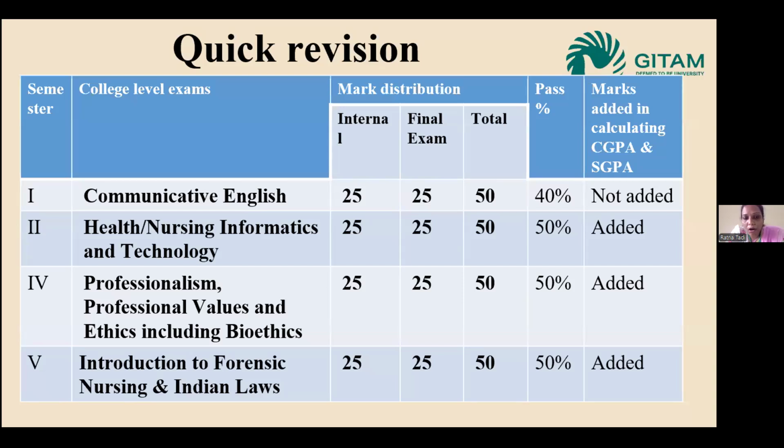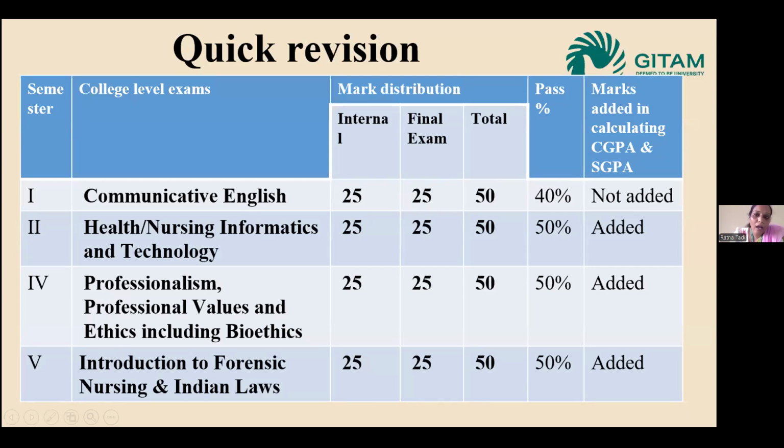Remaining others, all the collegiate level exams, mandatory modules as well as our other specialities and other subjects, the passing percentage is 50%. Again, a very important thing which we need to remember is English marks will not be added in calculating SGPA and CGPA. Similarly, elective module marks also will not be added while calculating the SGPA and CGPA.